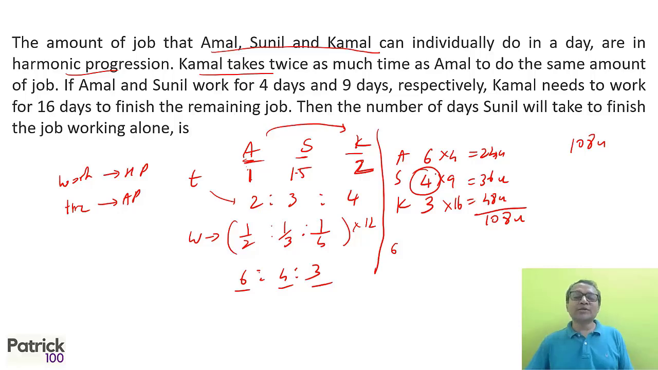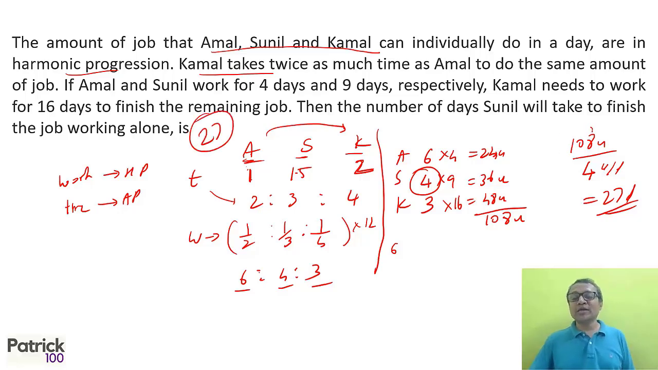So Sunil does 4 units per day. So the number of days taken by Sunil is 108 upon 4, which will be 27 days. So total days taken by Sunil will be 27. Because total work is 108 units, all 3 put together, and from that Sunil does 4 units per day. So divide by that 4, you will get 27 days for the work to be completed by Sunil.